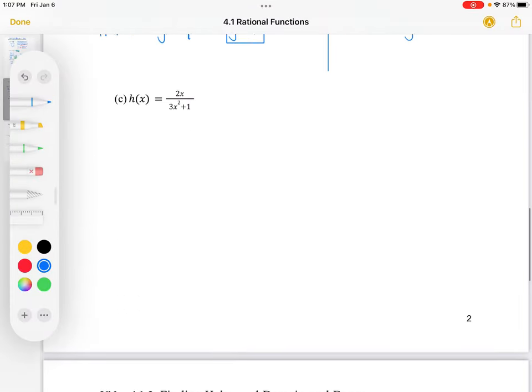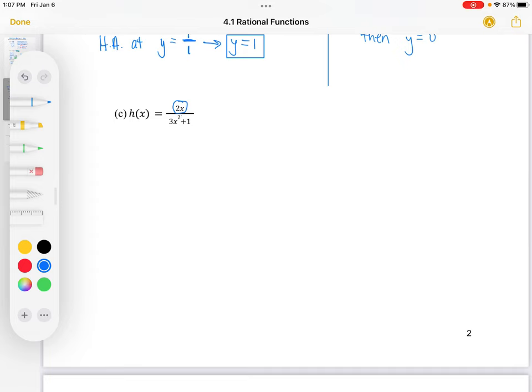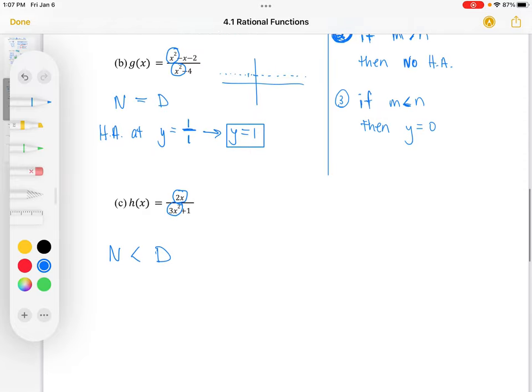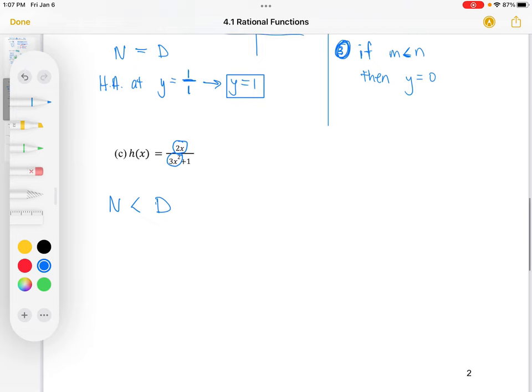In our final example, we have 2x over 3x squared plus 1, so we're going to look at the two terms with the highest degree. Now the degree of our numerator is less than the degree of the denominator. And you can look at our notes here. Where is that going to happen? That happens in our third bullet. And when that occurs, we get a horizontal asymptote at y equals 0. You can reason that out a little bit. As x gets larger and larger, our denominator gets bigger and bigger. It gets bigger faster than the numerator. And if the denominator of a fraction gets bigger, then the whole value of the fraction itself gets smaller.